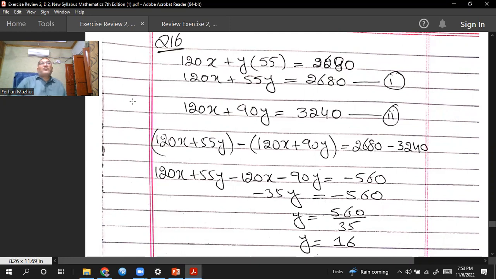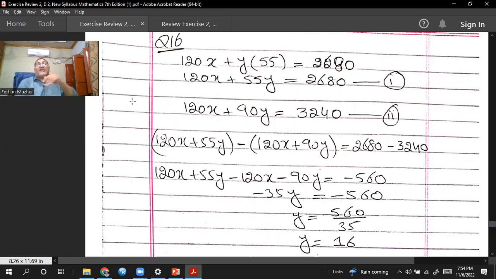So I will subtract the second equation from the first equation. So that will be 120X plus 55Y minus bracket start 120X plus 90Y bracket close equals 2680 minus 3240. So it will be 120X plus 55Y minus 120X minus 90Y equals minus 560.